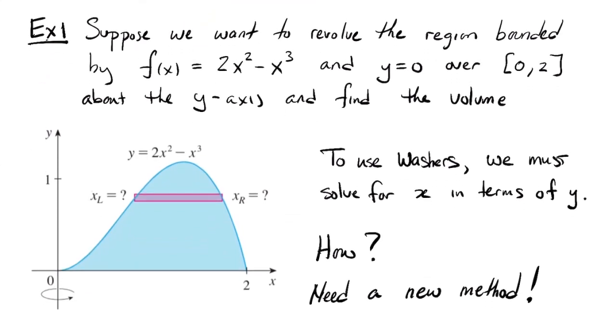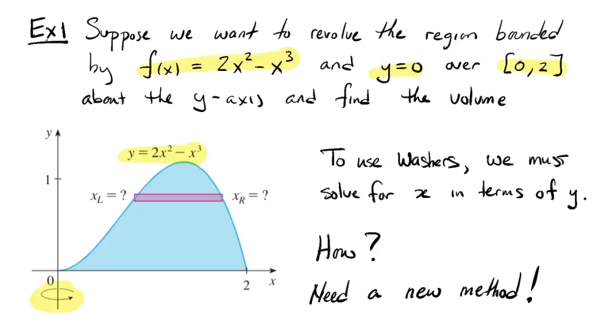I'm going to take this cubic polynomial, f of x is 2x squared minus x cubed, and look at a plot of it over the interval from 0 to 2, and the region that's bounded by the cubic polynomial and the x-axis. It's shown in blue there. You can see that I've labeled the polynomial with the equation y equals 2x squared minus x cubed there. And I want to revolve this thing around the y-axis.